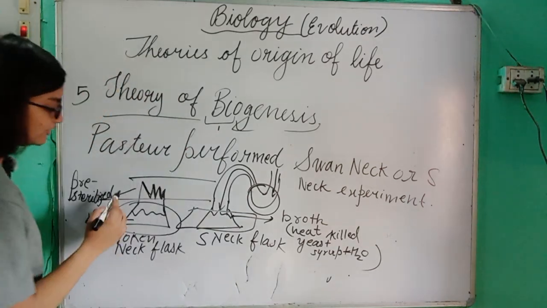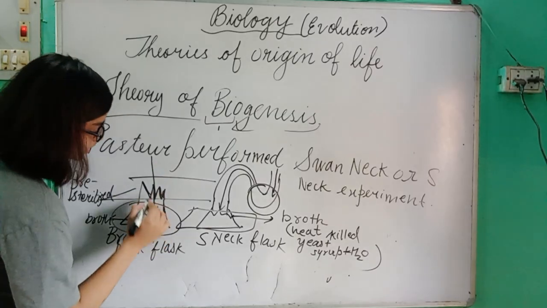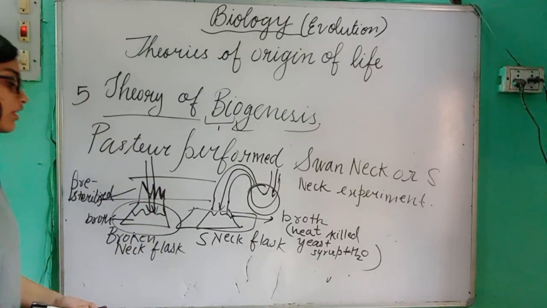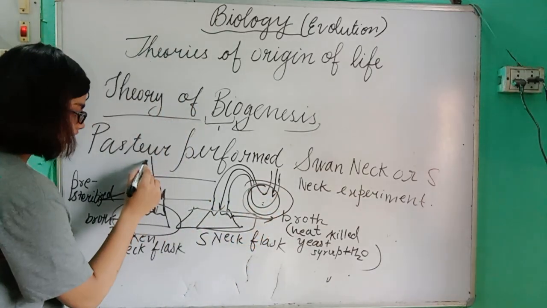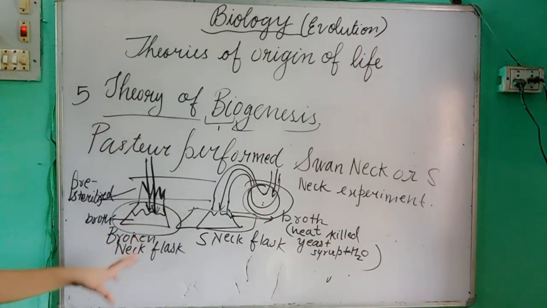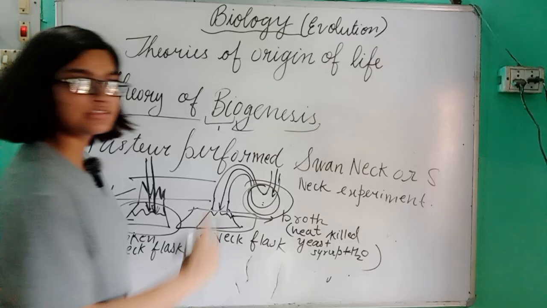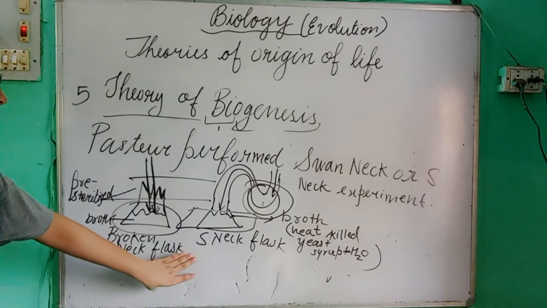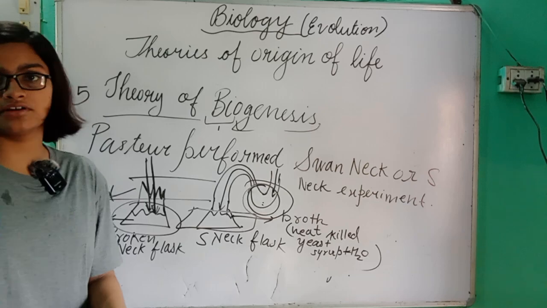But when we talk about the broken neck flask, the air easily reached the broth, and as such, microbial growth was seen. That means here only pure air reached, but here the air easily reached, which was polluted, and so it had microbes too. But here all of the microbes got captured in the vents. That is why microbial growth was seen only in the broken flask, and in the S-neck it was not observed.